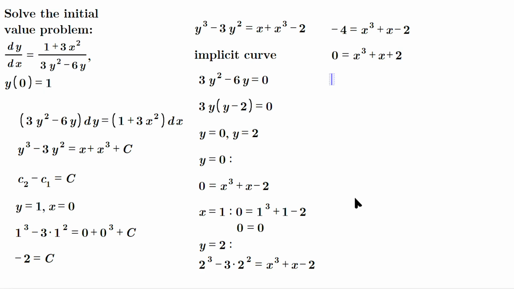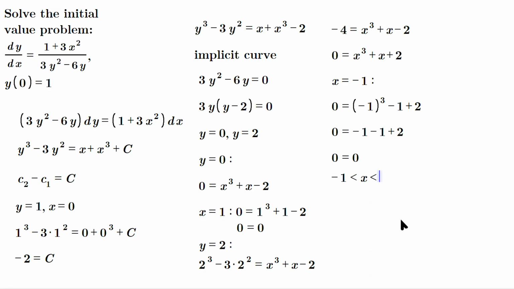And hopefully you can tell this is solved by x equals negative 1. Why? Because look, it's going to be negative 1 cubed minus 1 plus 2. So 0 is equal to negative 1 minus 1 plus 2, so 0 is equal to negative 2 plus 2, which is 0. It checks. So what this is telling us is the following. When x is equal to positive 1, and when x is equal to negative 1, we get vertical tangent lines. So in other words, we have negative 1 less than x less than positive 1 as our domain of definition, essentially.